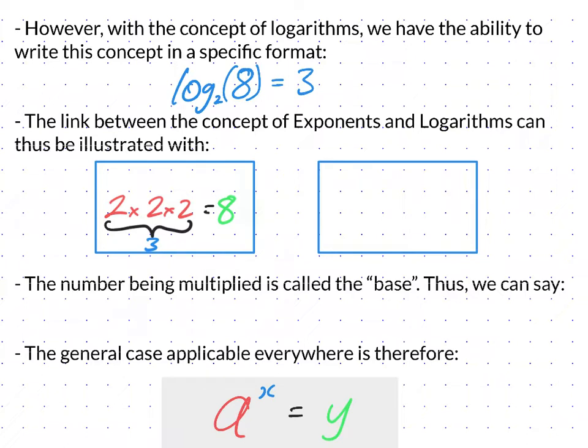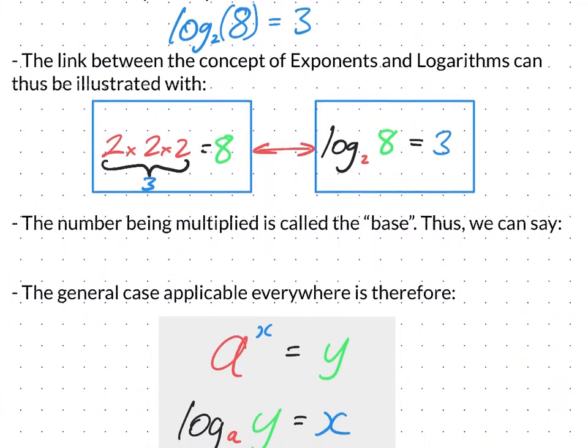Now, if I was to write it with our new code that we're talking about, logs, the base was 2, so I'll keep that in red. The number that I'm interested in is 8. And the number of times I multiplied that base by itself to get 8 is 3. So this illustrates the link between these two concepts. The one on the left is the concept that we're aware of previously. The concept on the right is what's new. And they're very interrelated.